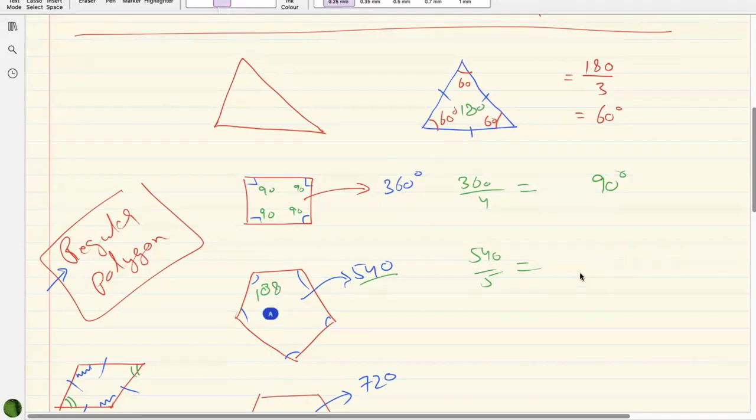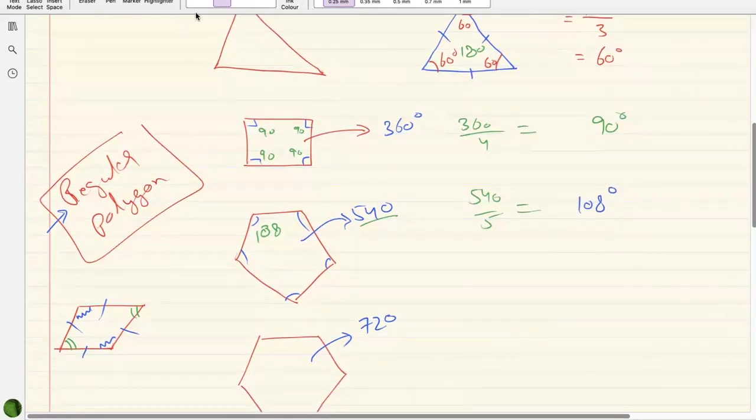540 by 5 is 108 each angle. Moving on, that is 720, and these are 6 in number. So this is 120 each. Any confusion till now? No.